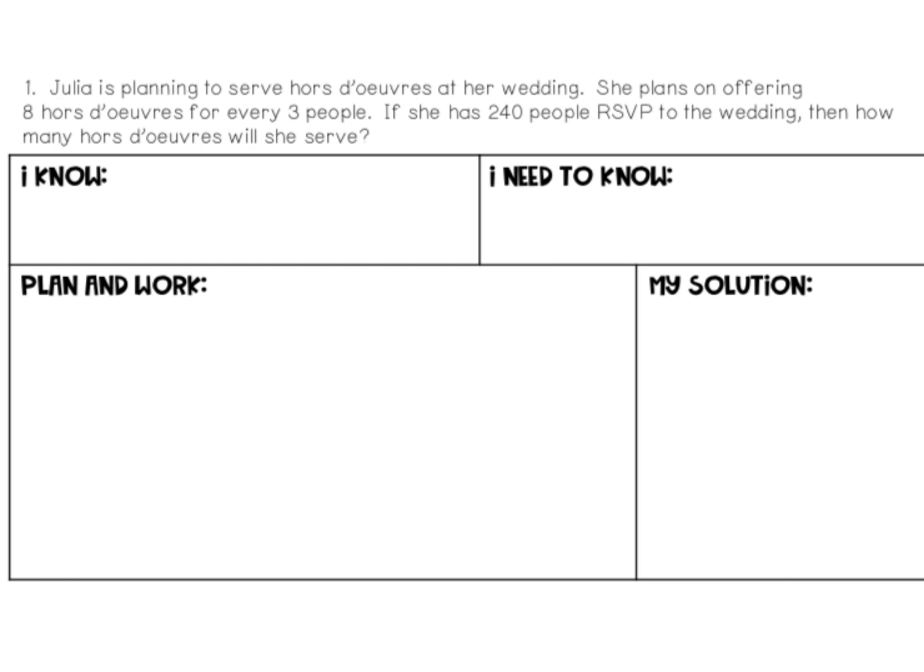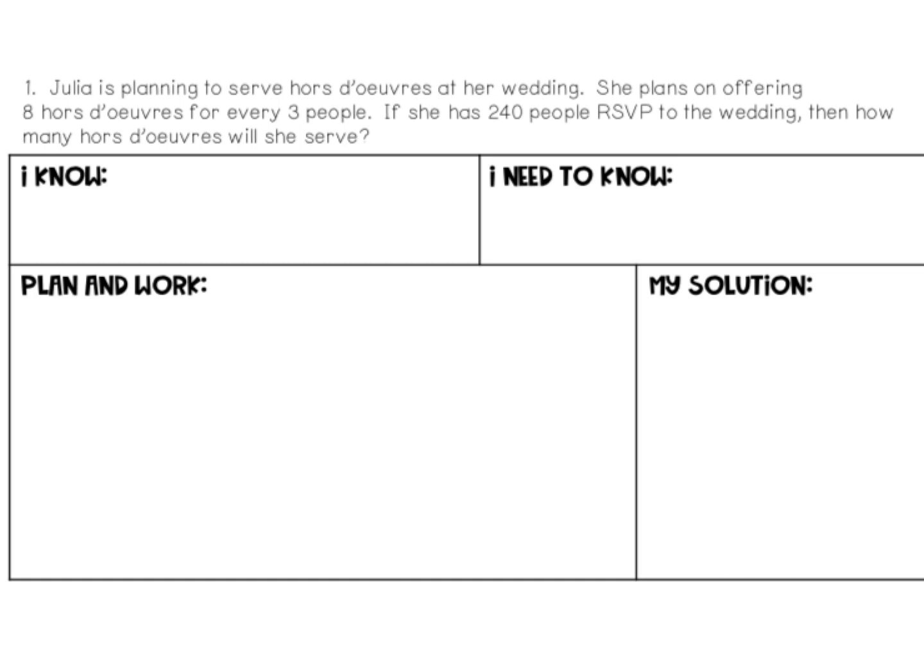Okay. She plans on offering 8 hors d'oeuvres for every 3 people. If she has 240 people RSVP to the wedding, then how many hors d'oeuvres will she serve? So the first thing that you should be thinking about whenever you read any word problem, whether it's for proportions or fractions or decimals or whatever, is what information is given to me in the problem that I'm going to need to use. So what do I know in this problem that I need?